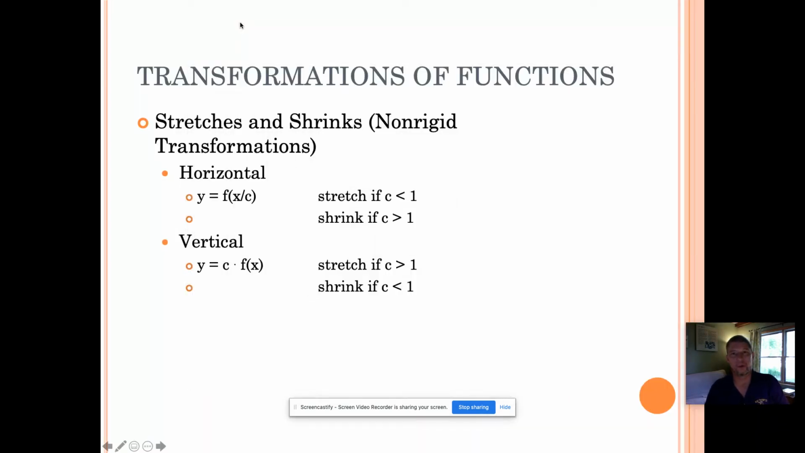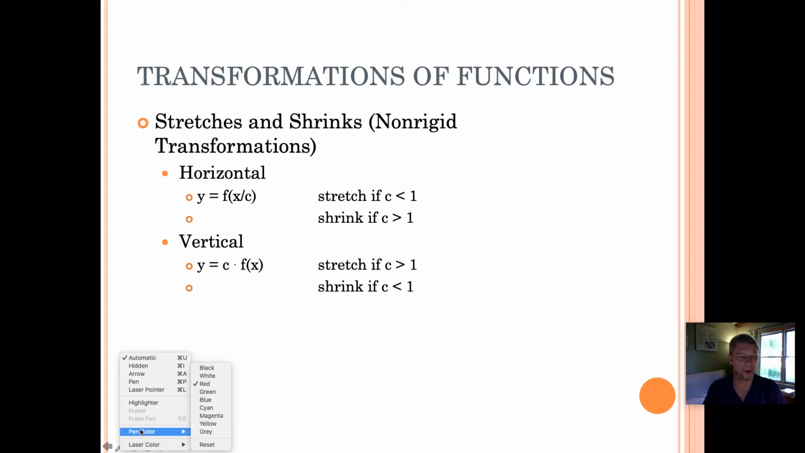Good afternoon. This is the second of two videos on section 1.7 in your textbook entitled Transformations of Functions. You'll recall from the previous video that we have already talked about two types of transformations, translations and reflections. In this video, we're going to talk about the third and final type of transformation that you need to be aware of, and those are called stretches and shrinks.